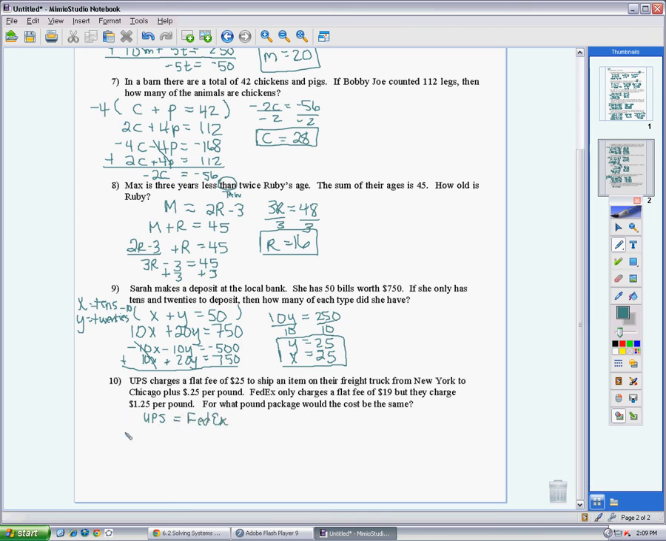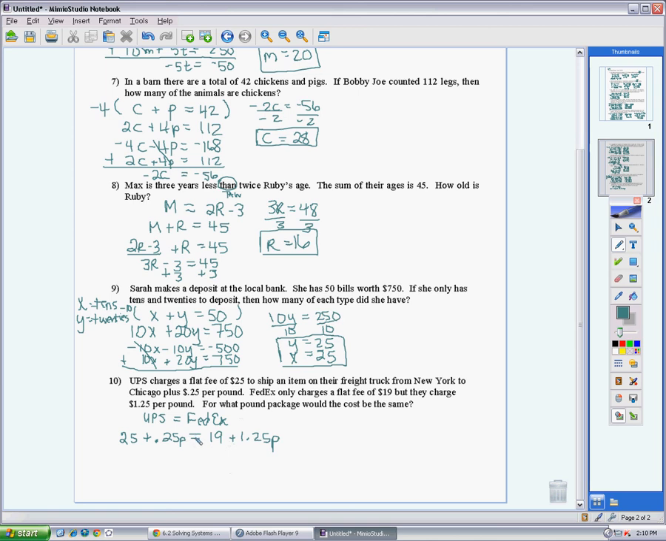Okay, well here's UPS's equation. They charge $25 plus 25 cents per pound. I'm going to use P for pound. Equals, well, FedEx charges $19 and $1.25 per pound. So when does UPS and FedEx equal each other? Well, these are the rates for each company. So now I just need to solve for P.